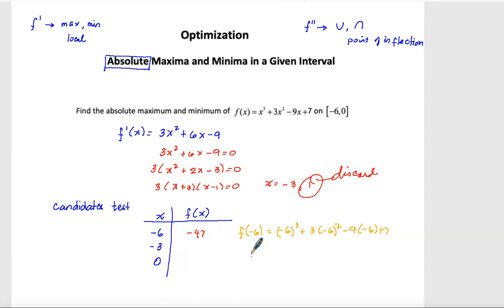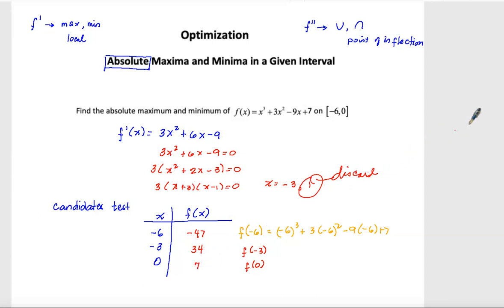Then you do the same thing. You find f of -3. So you plug in -3 for x and you will get 34. Next, you plug in 0 for x. If you plug in 0 for x, you will get 7.